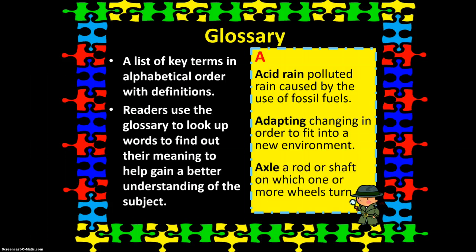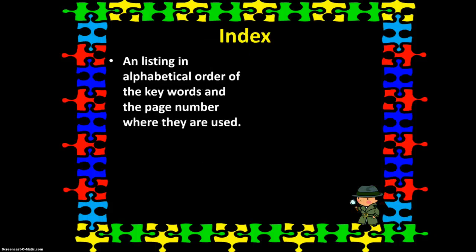And like we talked about, it's in alphabetical order. The first thing we're looking at here, we have the letter A. And listed in alphabetical order, we have acid rain, which you could also see in bold, followed by adapting, and then axle. And it provides the definition right next to it. So if you don't know what a word means, go back to the glossary and you can look it up.